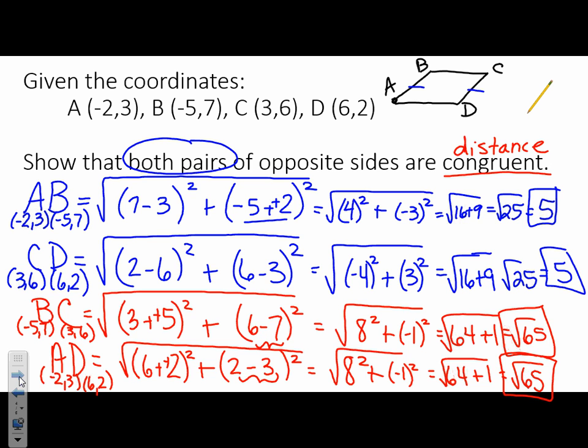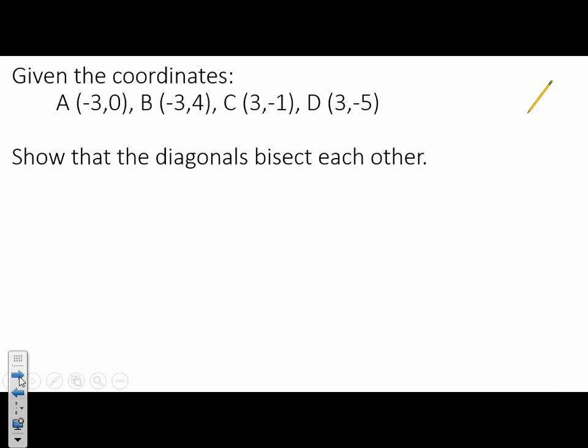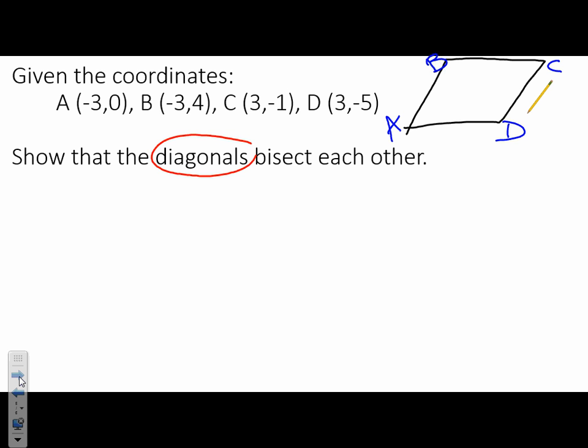Okay, nice job. Lots of writing, but nice job. Let's do one more and then we're done. Given these 4 coordinates, again all we have are numbers here, we need to show that the diagonals bisect each other. So I'm going to sketch myself a little picture. It doesn't have to be perfect. Let's pretend this is A, B, C, and D. This time, rather than talking about sides, we're talking about diagonals. And the word bisect means in the middle or cut in half.